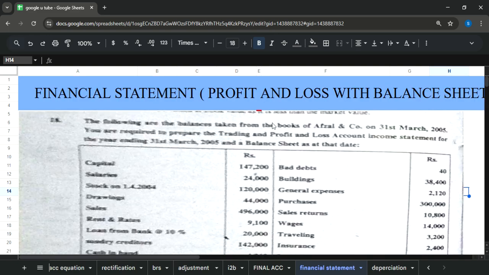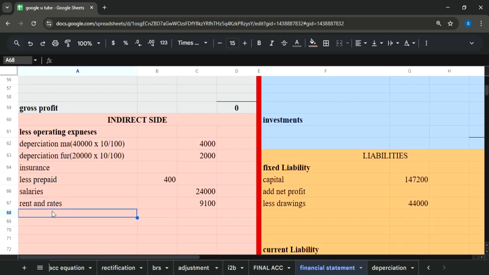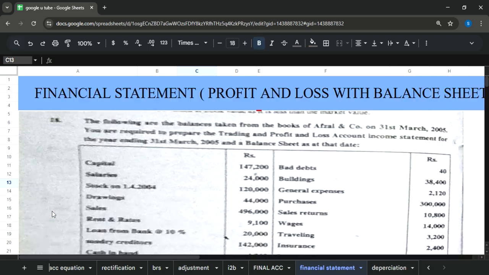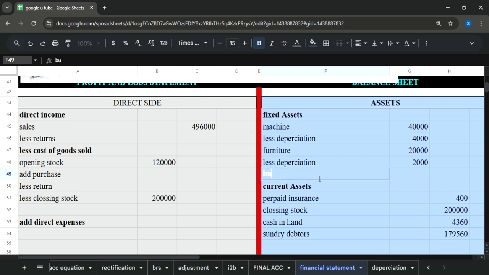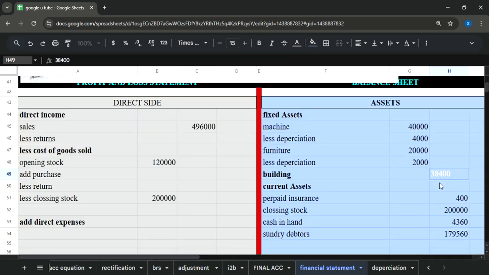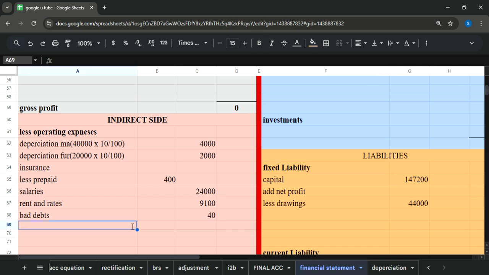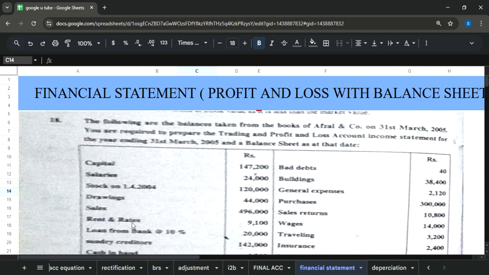Reserve for discount, we are waiting for our question. Then we have bad debts 40, part of operating expenses. So here bad debts, the amount of which is 40. Okay, then we have buildings. Building is part of fixed asset side. Thankfully we have space. So the amount of building is 38,400. This would be mentioned in front of building. And after building, we have general expenses. This is part of operating expenses. So general expenses, the amount of which is 2120.